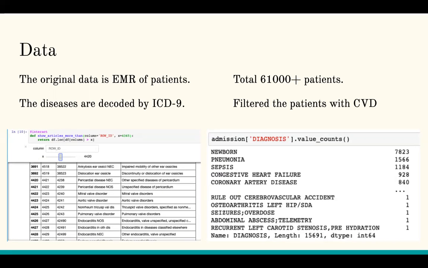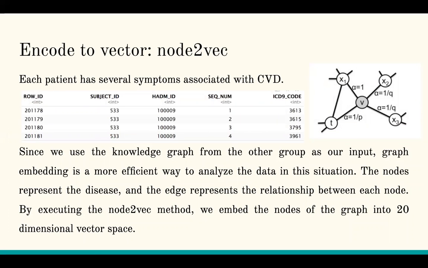So the following picture shows the number of patients that suffered from each disease. After we filtered the patients who have cardiovascular disease, our final number of patients is 6,700. The picture shown here means that each patient has several symptoms associated with cardiovascular disease.